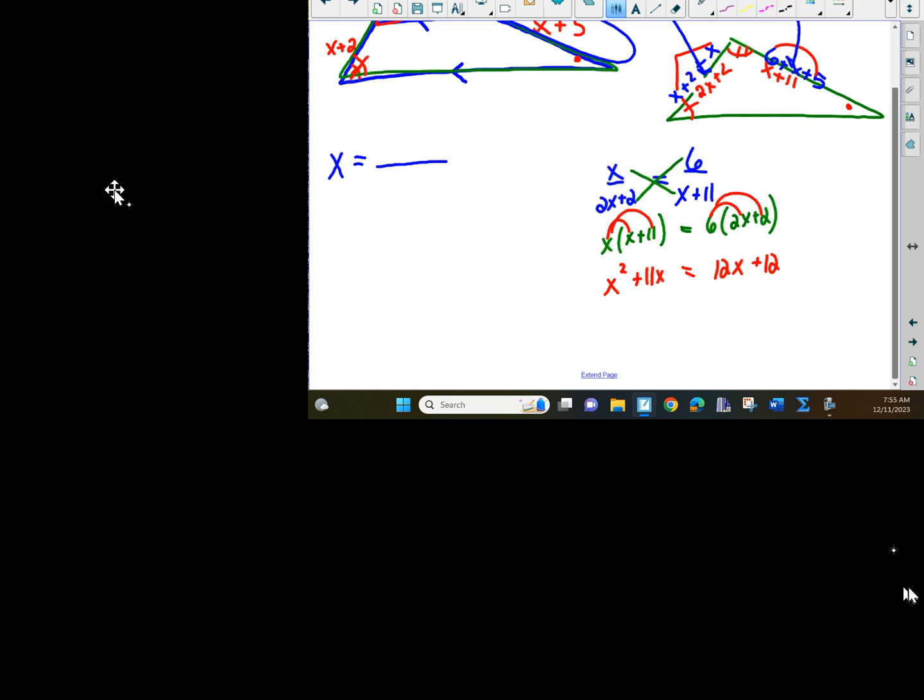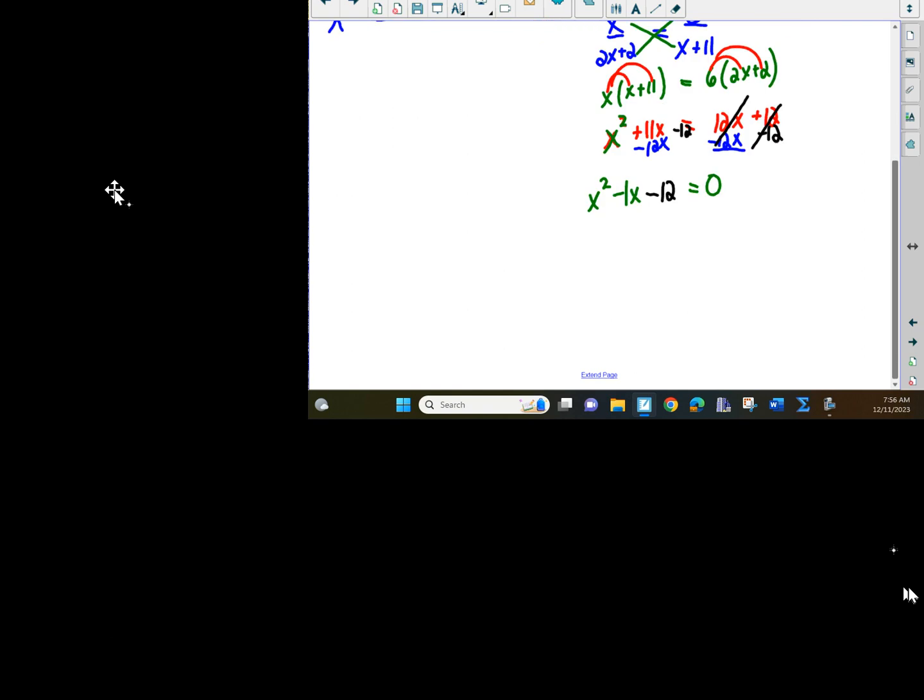Now when I have an x squared right here, you have to set everything to one side equal to 0. That means I'm going to have to get rid of the 12x and the 12 from the right side. So over here I'm going to have x squared minus 1x. But I also need to get rid of this 12 right over here. Now there's nothing over here for it to subtract to, so we just have a minus 12 there. Now everything over on the right side is canceled out.